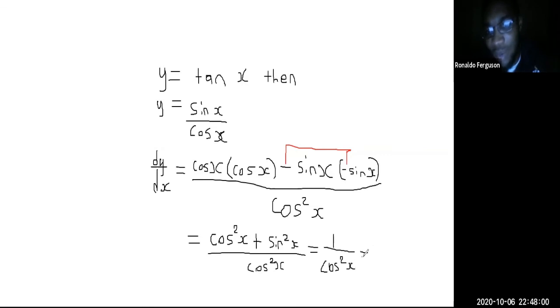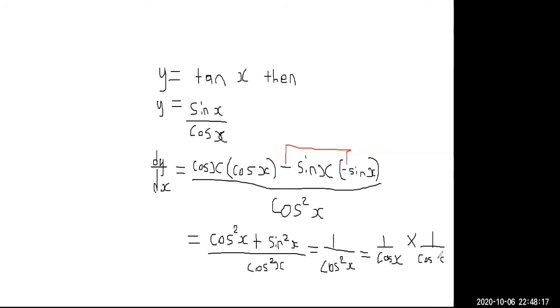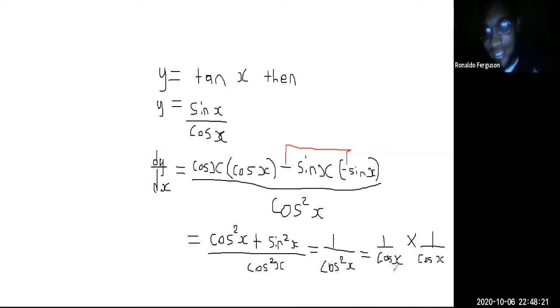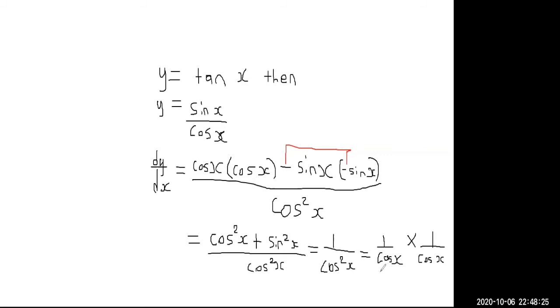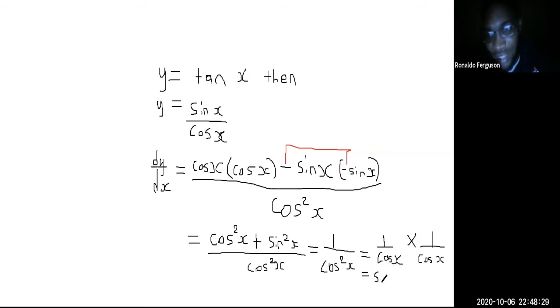But now look at this. 1 over cos squared x, I can write as 1 over cos x times 1 over cos x. Do you agree with that? Yes. But then what is 1 over cos x? 1 over cos x is sec x. And then we're multiplying it by sec x. So sec x times sec x is sec squared x. And so then if y is equal to tan x, then dy by dx or y prime is equal to sec squared x.